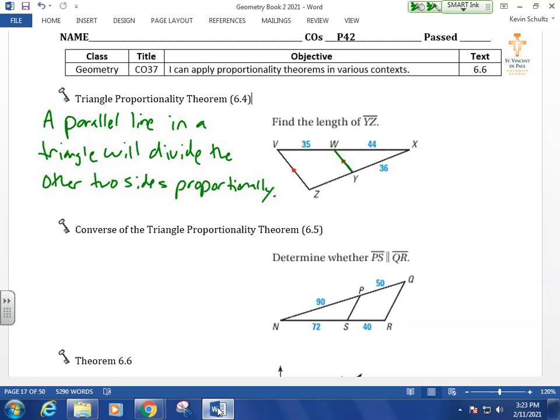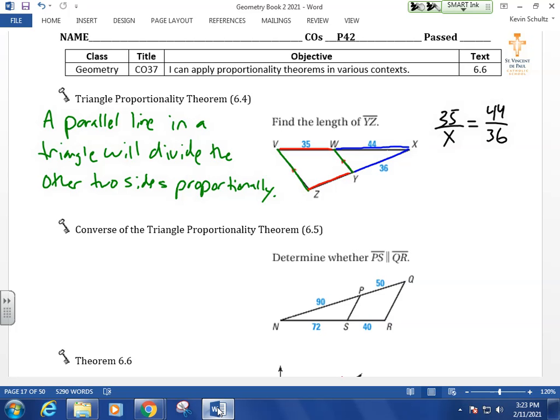Segment WY is parallel to segment VZ. And what that means is that those other two sides, VX and ZX, are divided proportionally. So we've got VW is proportional to ZY, and WX is proportional to YX. Our job here is to find the length of segment YZ, so we can set up the proportion VW, which is 35, over ZY, which is what we're trying to find, is equal to WX, which is 44, over YX, which is 36.